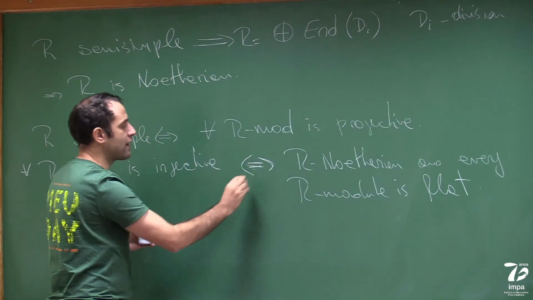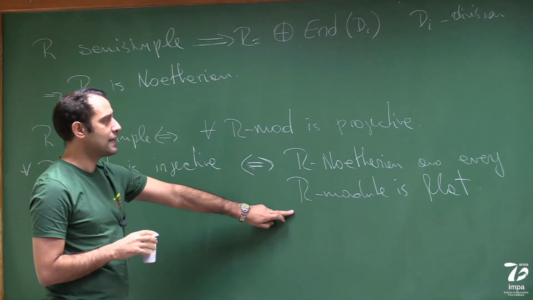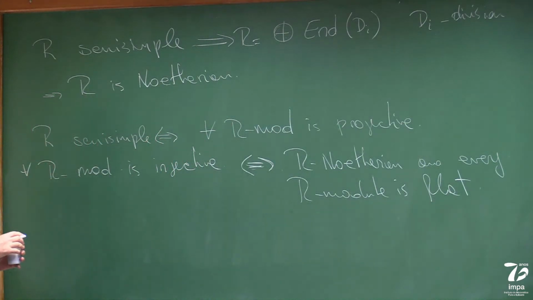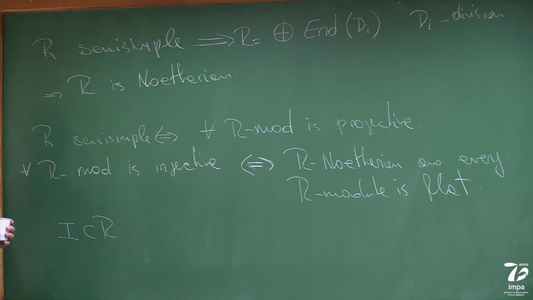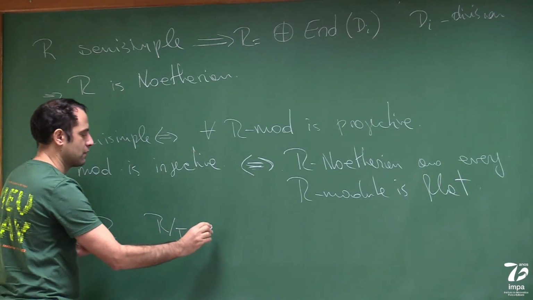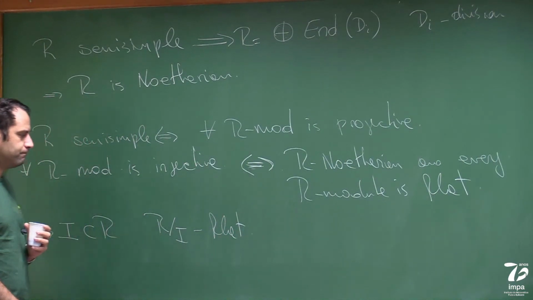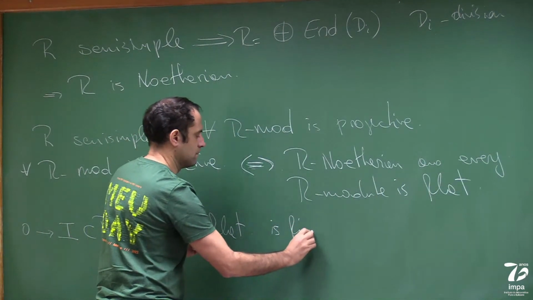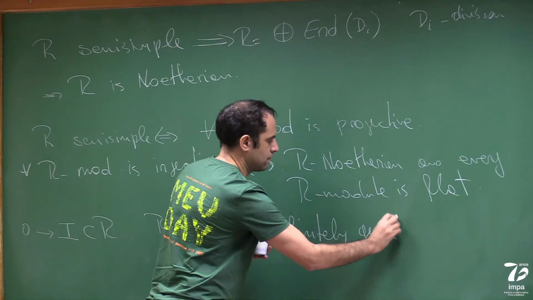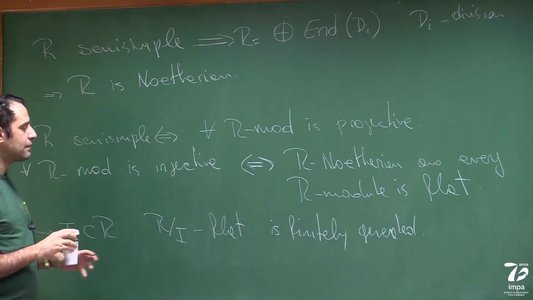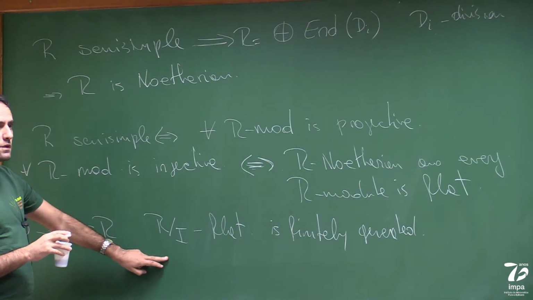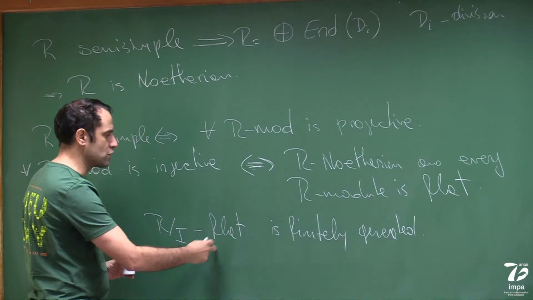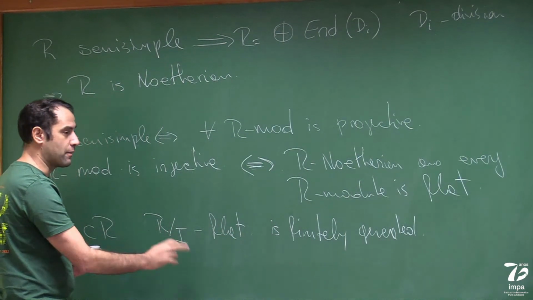But the important implication is the other way around, that if you are Noetherian and every module is flat, then your ring is semi-simple. And that's not hard, because if you have an ideal I in R, then R over I is flat, well, just because it's an R module, and it's finitely generated on a Noetherian ring. So we've seen that finitely presented modules are projective. So in particular, finitely presented flat modules are projective. So finitely generated flat modules over a Noetherian ring are projective.